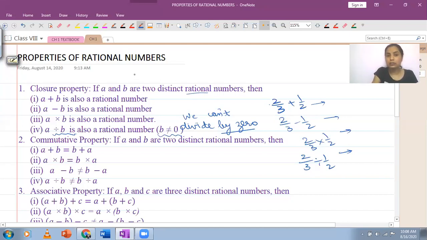And the statement that is used is rational numbers are closed under addition, subtraction, multiplication and division. Anyone who wants to ask anything here?